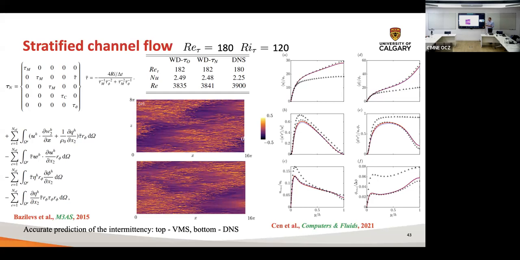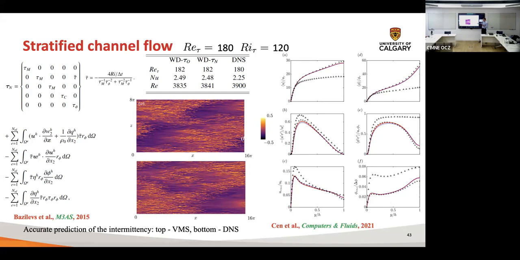I mean, you probably can do a better job if you start looking at those parameters and adjust them based on the element size. But we found that the formulation we have is pretty unified. Okay, so here the top is the VMS qualitative comparison, and on the bottom these are the DNS results. So you can see qualitatively it agrees quite well in terms of capturing this intermittency.